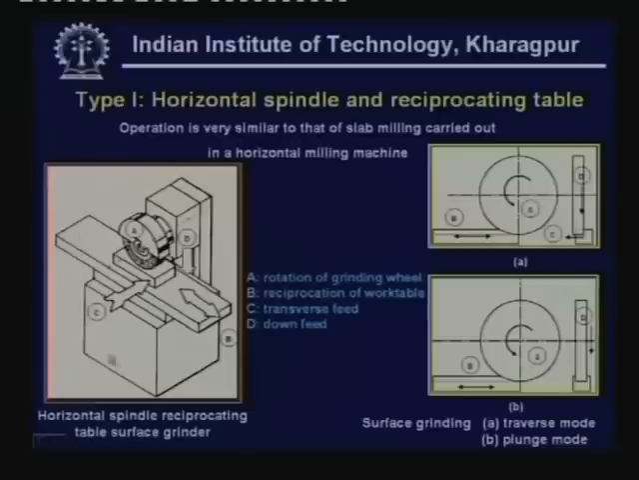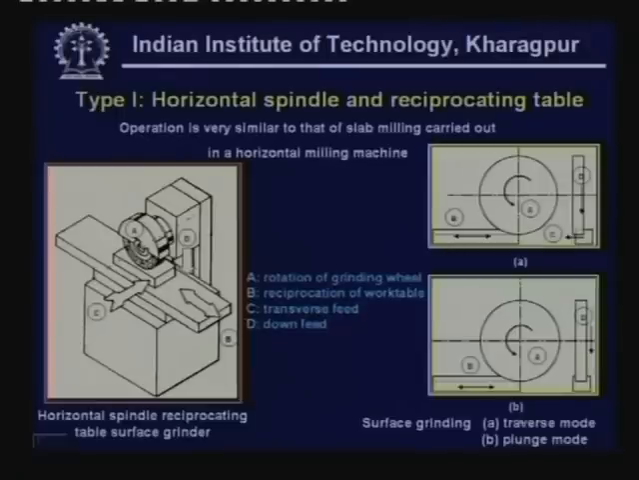Now, with this machine, at least there are two modes of grinding. One mode is called traverse grinding, where the traverse feeding or the transverse feeding of the work table is necessary. In this case, the width of the wheel is less than the width of the workpiece. So, to cover the entire width of the workpiece, we have to provide the transverse feed.